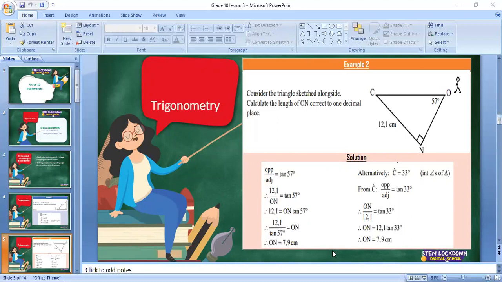Alternatively, if you don't want to use this method, remember that the three angles in the triangle must add up to 180. There is 90, there is 57. So I can find my angle C. What will my angle C be for these three angles to add up to 180? We'll say 90 plus 57.